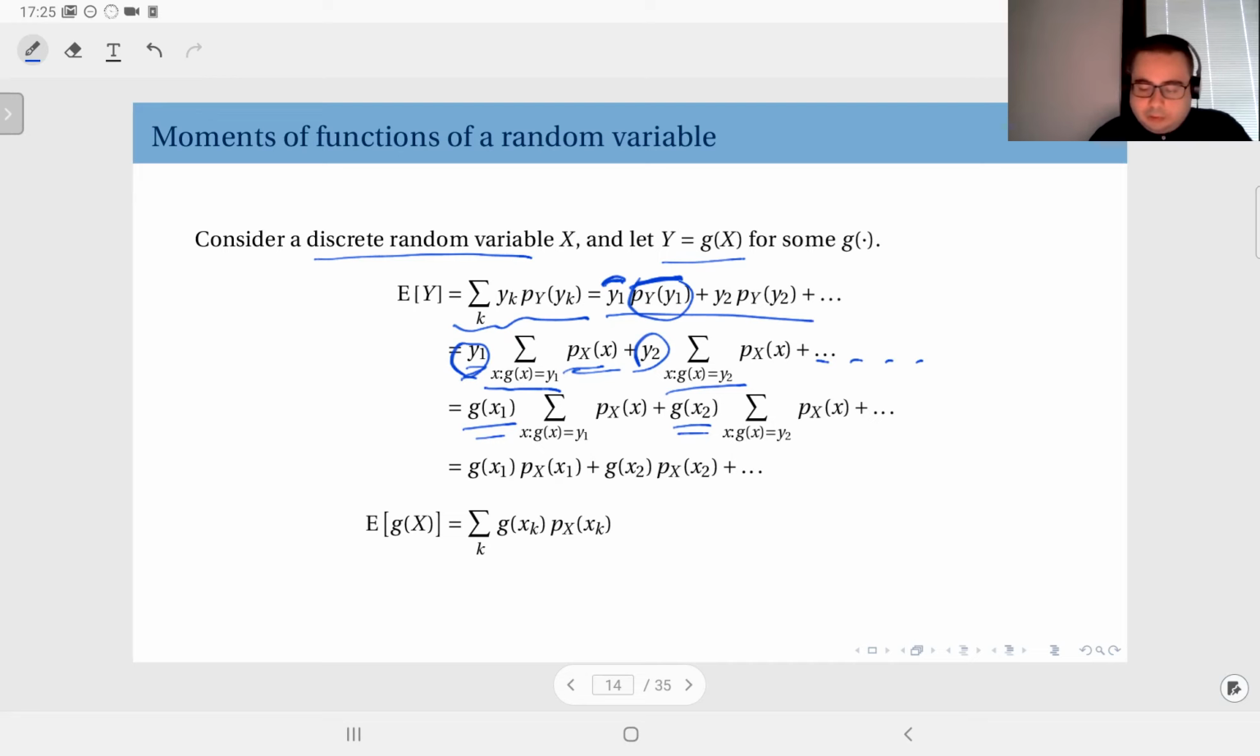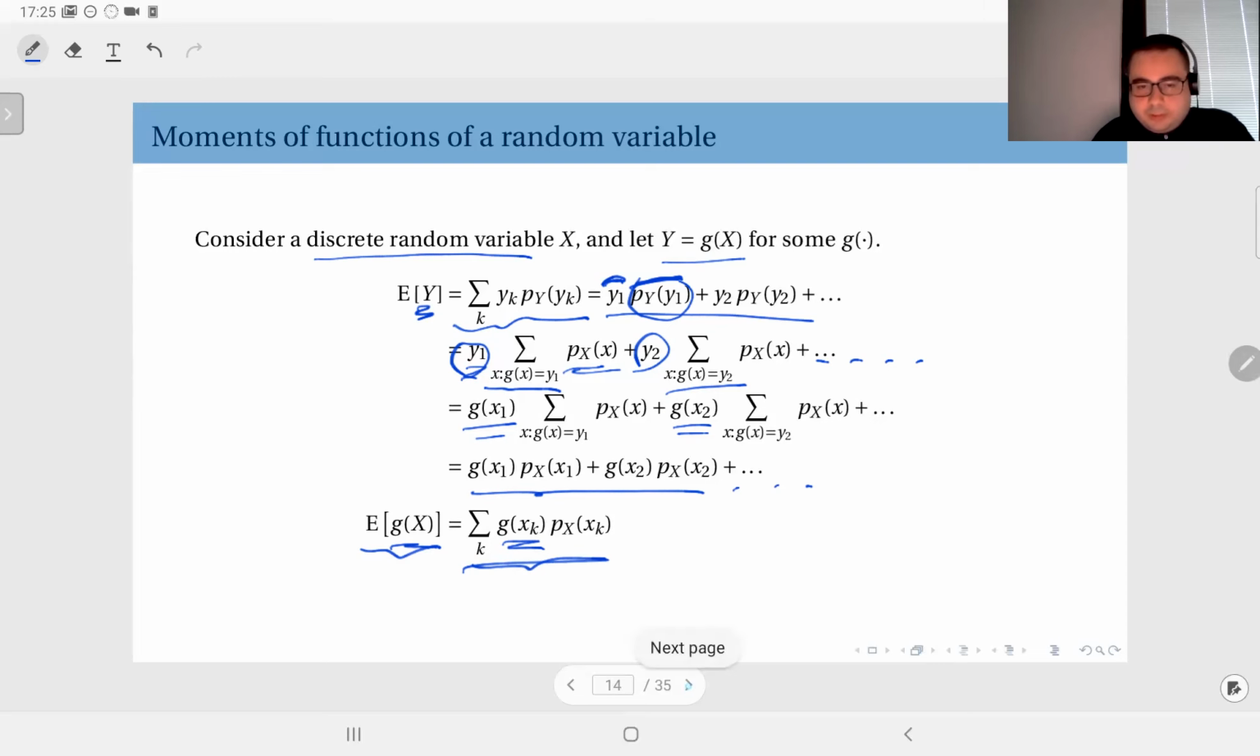And when you actually arrange these, it will be g of x1 times the PMF of X evaluated at x1 plus g of x2 times the PMF of X evaluated at x2, etc. All these products. And then when you write it in a compact form, you get the expected value of Y, which is the expected value of g of X. Very similar to expectation itself. Instead of x values here, we see the g function evaluated at all those x values. Okay.